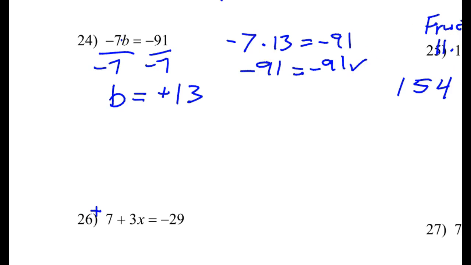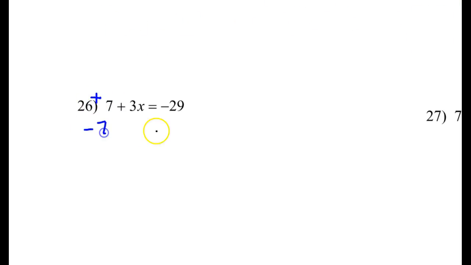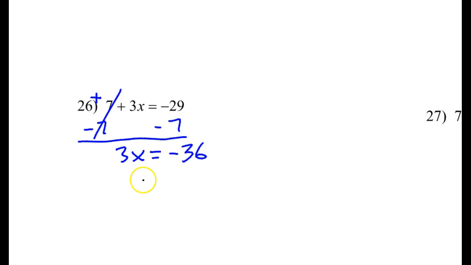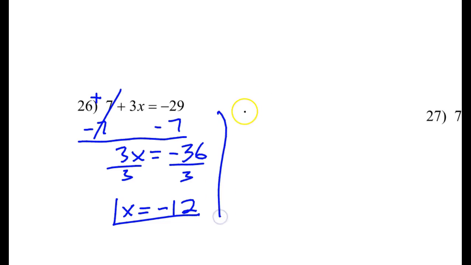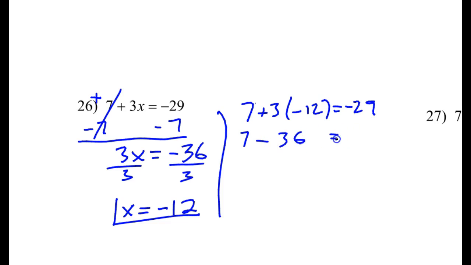So we have minus 7 on both sides, so 3 times what? Negative 36. And then divide by 3. Check it. Seven minus 36 does equal negative 29.